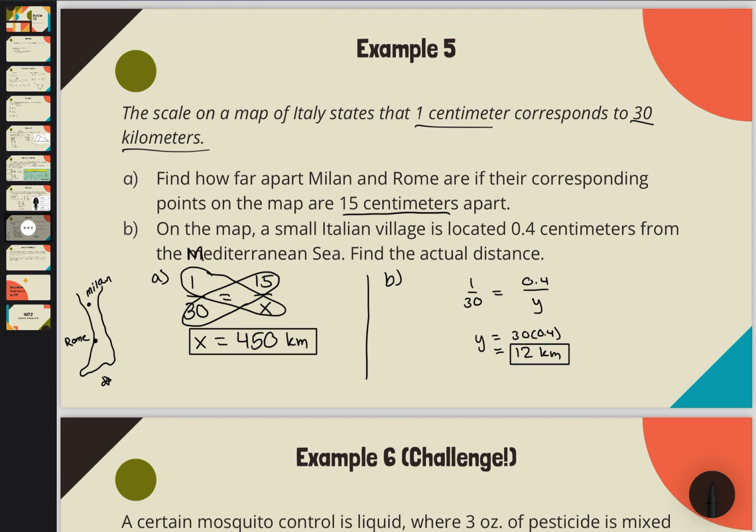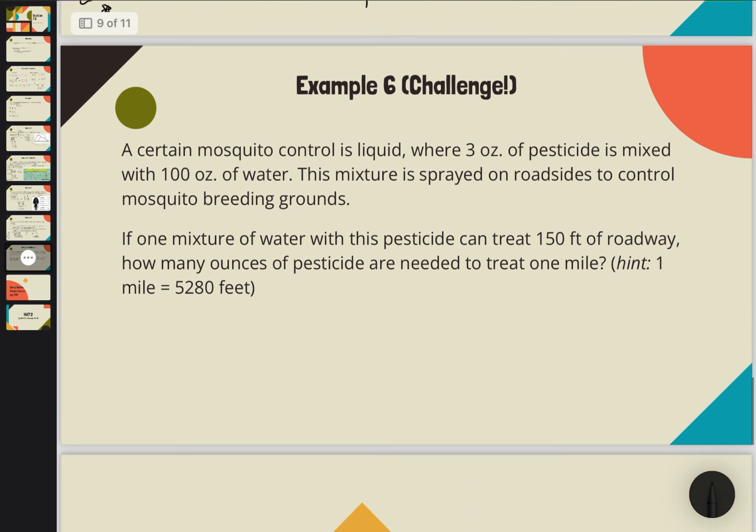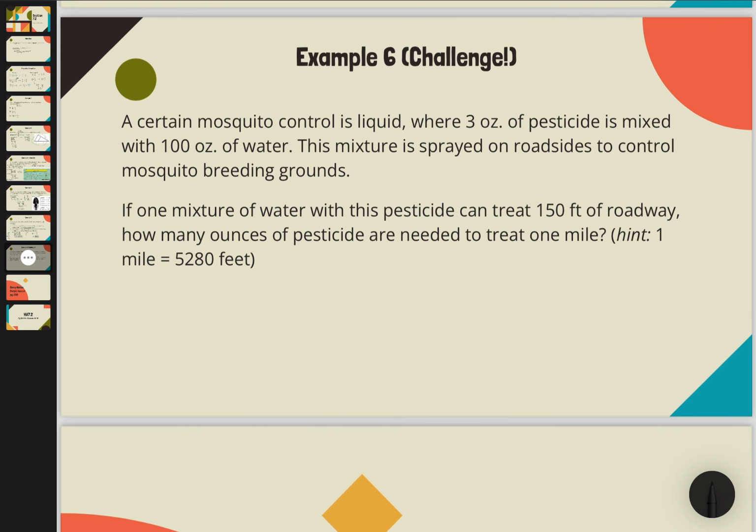Folks, you only have one problem left. Let's get into this one. So this one is almost like a full paragraph here. But break it down, right? Step 1, understand what is going on here. A certain mosquito control spray is a liquid with 30 ounces of pesticide mixed with 100 ounces of water. The mixture is sprayed on roadsides to control the mosquitoes. If one mixture of 3 ounces of pesticide plus 100 ounces of water can treat 150 feet of roadway, then how many ounces of just the pesticide are needed to treat 1 mile?